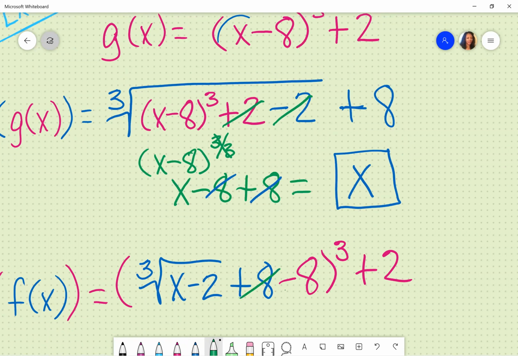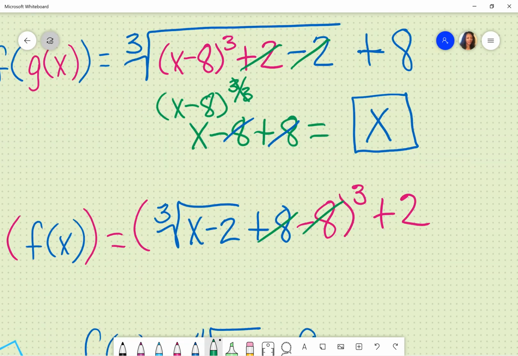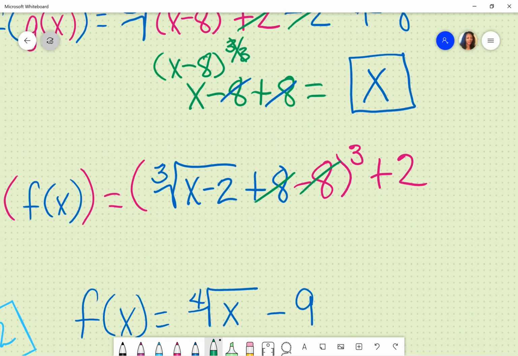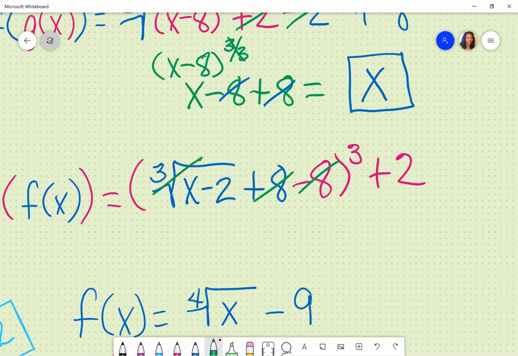So I can get rid of the plus 8 and the minus 8. And I know to get rid of a radical, if I have a cube root, I can just cube it. So what I'm left with is that x minus 2, which I can bring down. And I see on the outside, I have a positive 2.